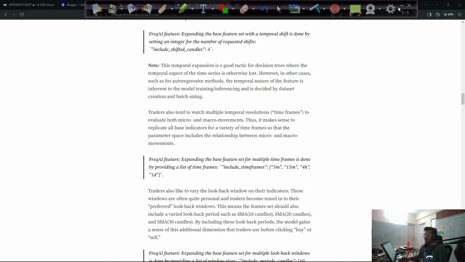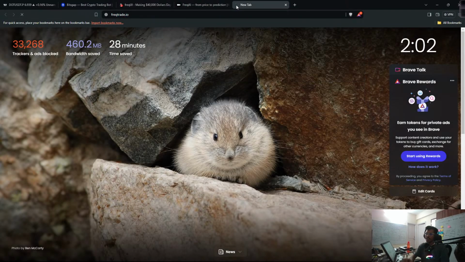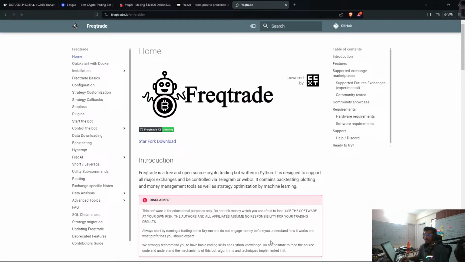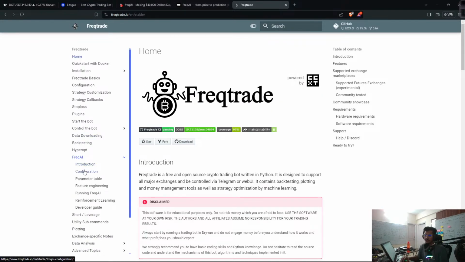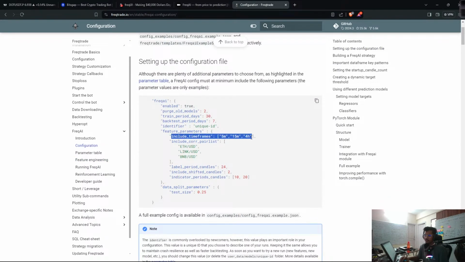Go to FreqTrade and go to FreqAI, and on the configuration you can see this, right? See, include time frames. So feature parameters include time frames 5 minutes, 15 minutes, 4 hour, and include correlated pair list: Ethereum, Link, BNB, USD. So this is your shifted candles too, and you can see this in their GitHub as well.